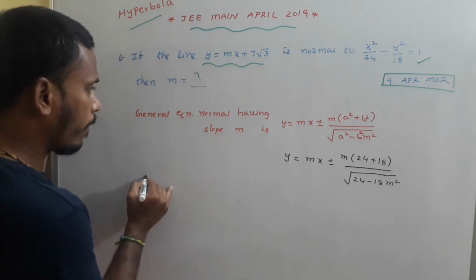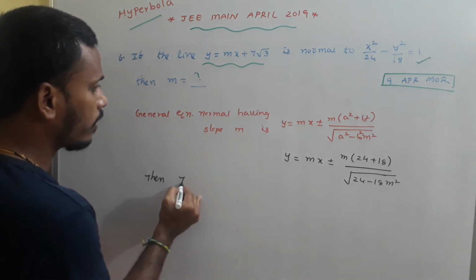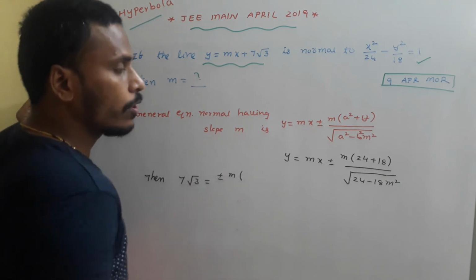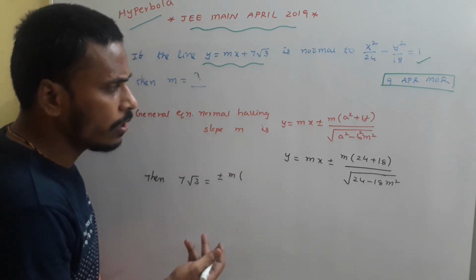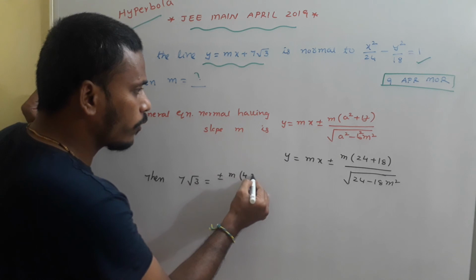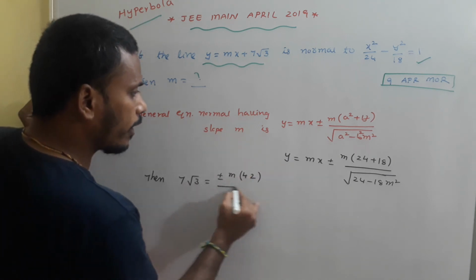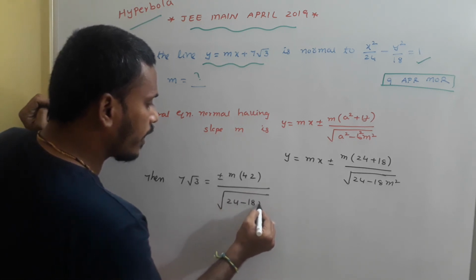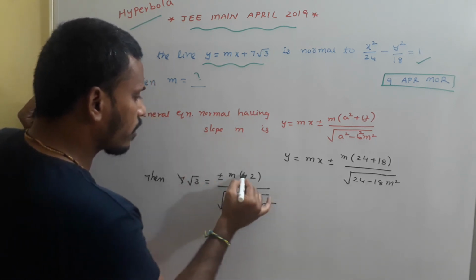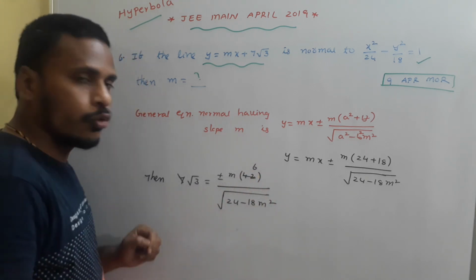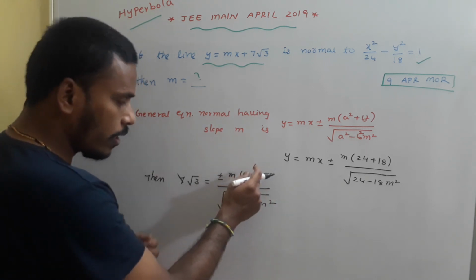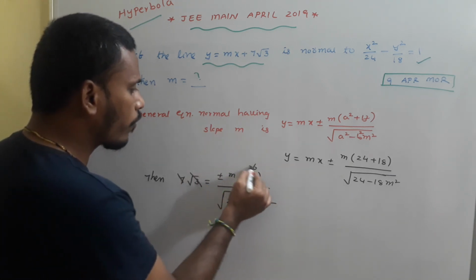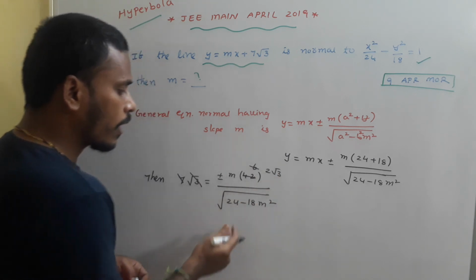Okay? Then, as given, 7√3 = ± m(24 + 18) divided by √(24 − 18m²). 24 plus 18 is 42, right? See, 7 sixes, and then this is √3. So this is 2√3 sixes. Okay, 2 into √3 into √3. So cancel out one √3. You are left with 2√3, and send it this side.